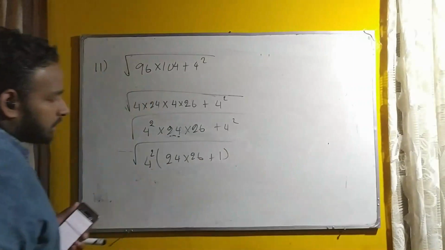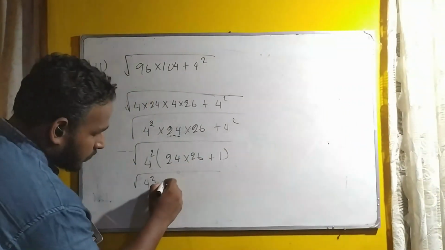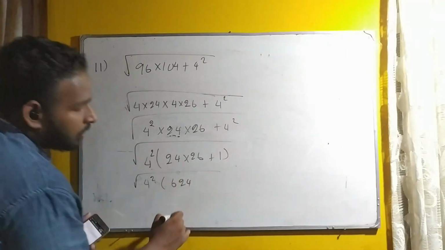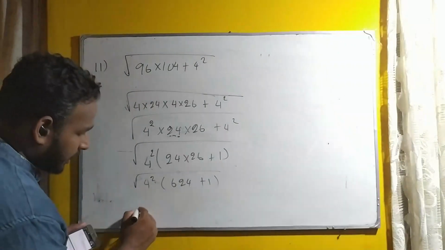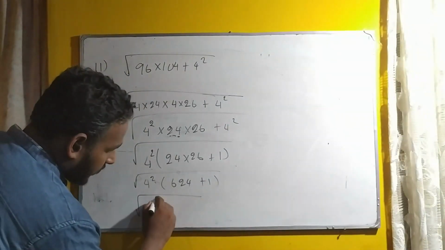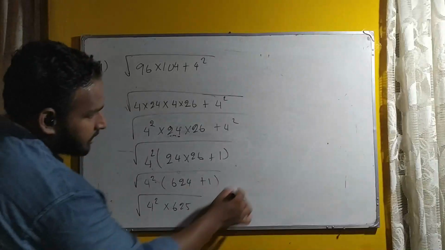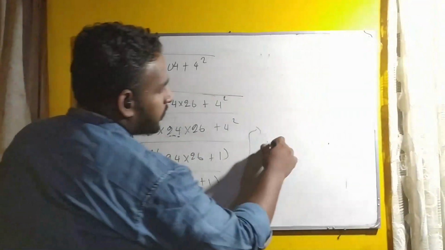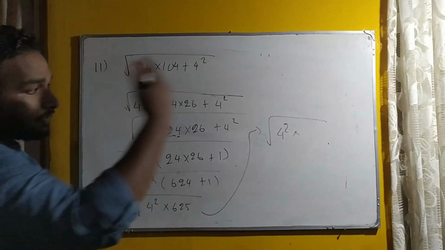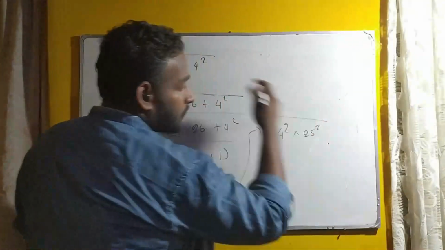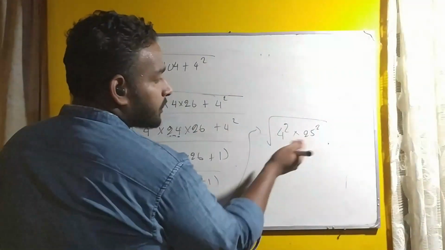So the square root is there. Now 24 into 26 is 624, plus 1. Now 624 plus 1 is 625. So I can write 4 to the power 2 into 625. 625 you can write as 25 to the power 2. 25 to the power 2 is how much? 625. Now you have factorized this. Now you have come to this part.